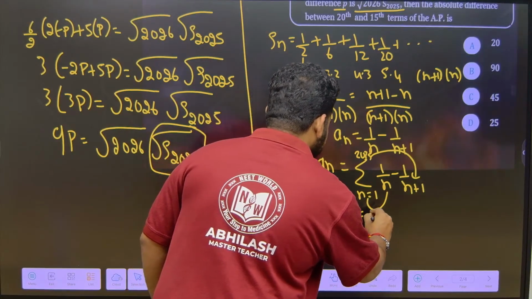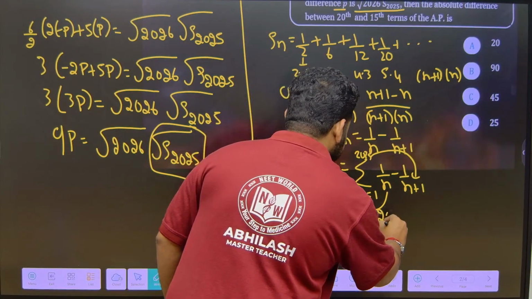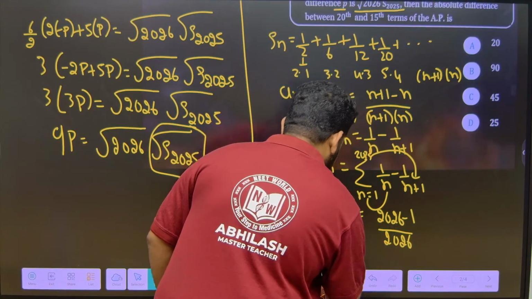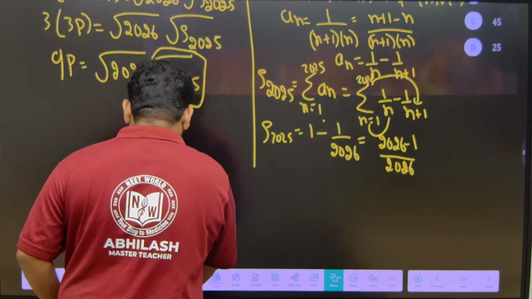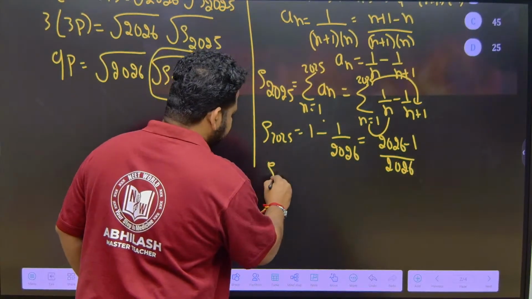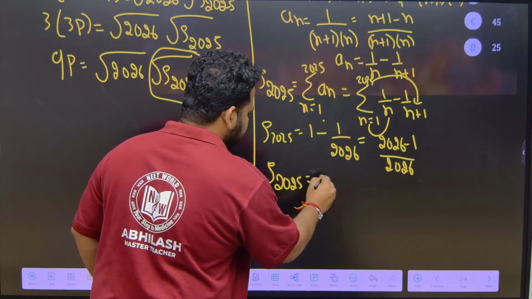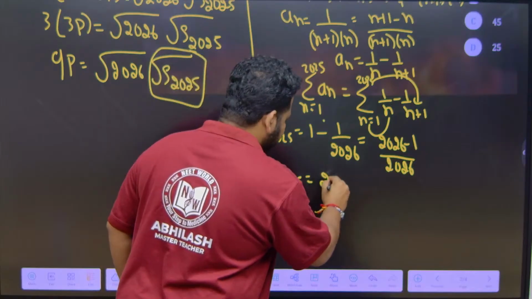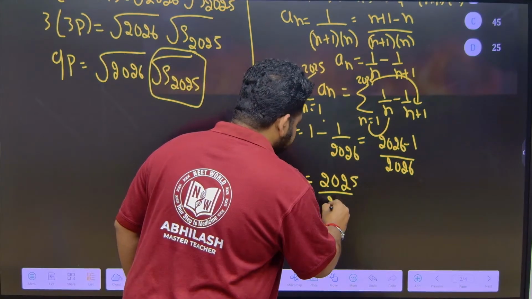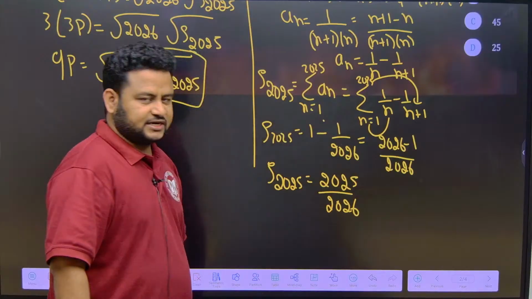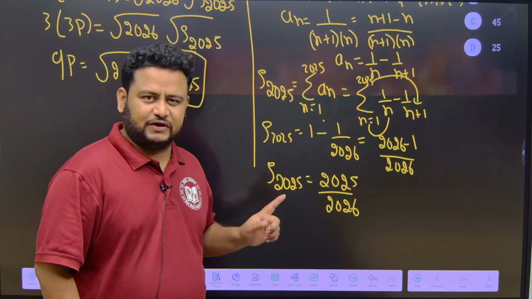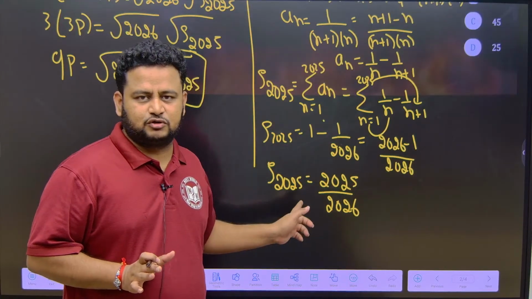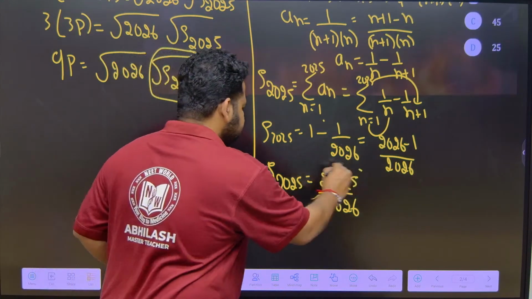So this gives us what? 2026 minus 1, that is 2026 minus 1 by 2026. Fine? So this gives us S2025 is equal to 2026 minus 1, which is 2025, so 2025 divided by 2026. Okay, we got S2025, 2025 by 2026. That is the value we got.